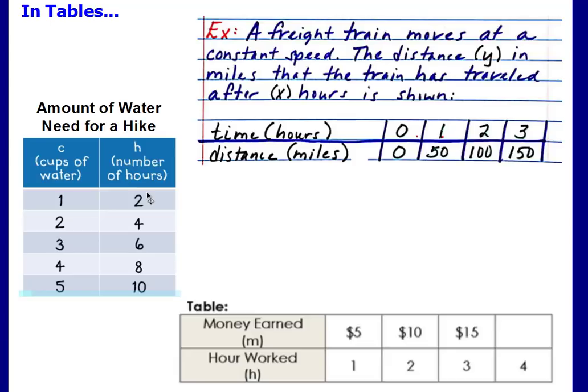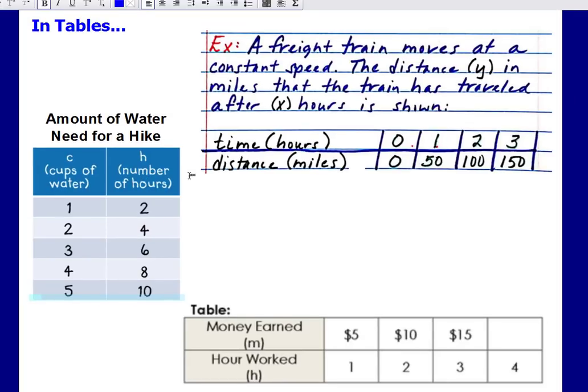The amount of water needed for a hike. Cups of water, the number of hours. Okay, well, in this case, they switched them, didn't they? They have the number of hours, the cups of water. If you're going to go on a hike, you want to figure out about how long it's going to take you, so you know how much water to bring. So really, this number of hours should be our independent. And then the cups of water is going to be the dependent.